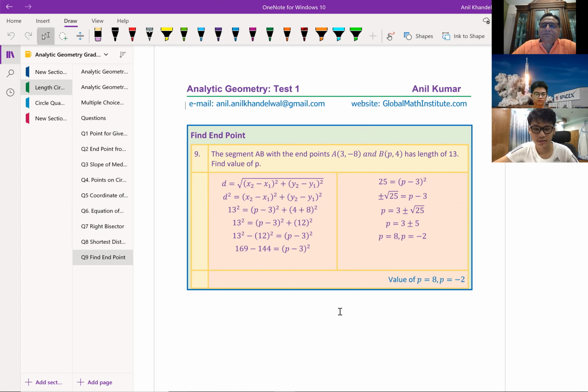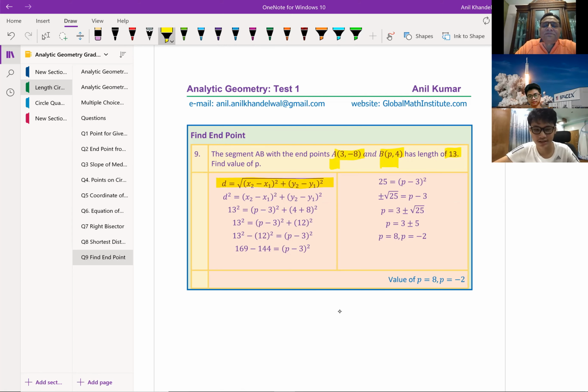Yeah. There are two values. Should I explain? Yeah, explain also, yes. Okay, the segment AB has a total length of 13, and the two endpoints are A, which is 3 comma negative 8, and B, P comma 4. To find the distance, we can use the distance formula to find the distance between these two points.